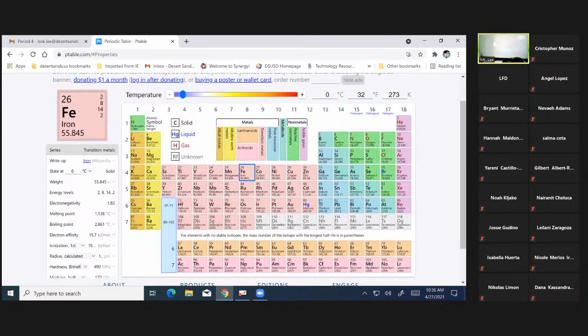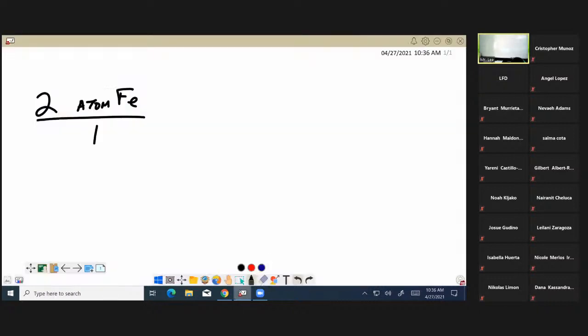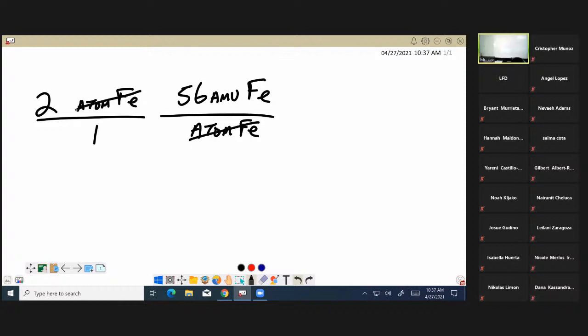Right, so I go back to here. So I know the relationship is there are 56 AMUs of Fe for every atom of Fe. And again, I got that from the periodic table. Atoms of Fe go away, leaving me with AMUs of Fe, and that's what I want. That gives me 112 AMUs. Okay. There you go.